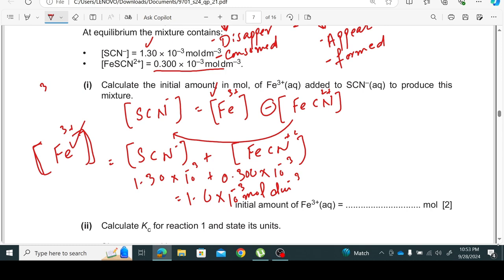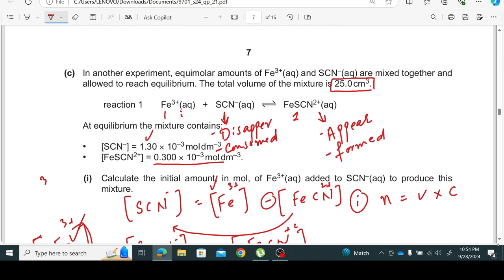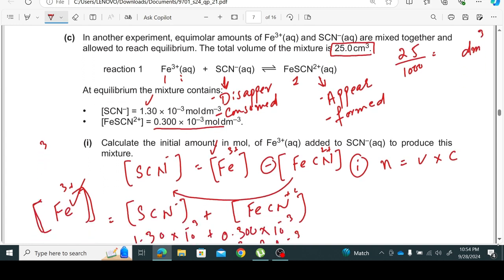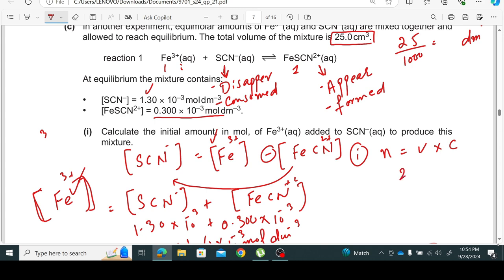The thing is you have to find their moles. One method is using number of moles equal to volume times concentration. So now we need to find the number of moles. Volume is given in our question, you can see it is 25, but it is in cm3. So first divide cm3 by 1000 and you will get the answer in dm3. So n is equal to V multiplied by C. Volume is 25.